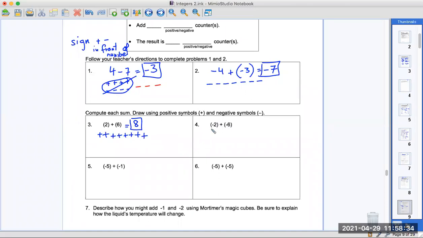-2 plus -6. So you have -2 here. And then you're having 6 more negatives. So how many negatives do you have? 1, 2, 3, 4, 5, 6, 7, 8, -8.